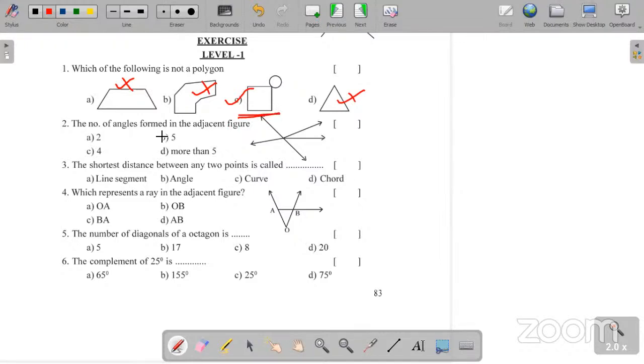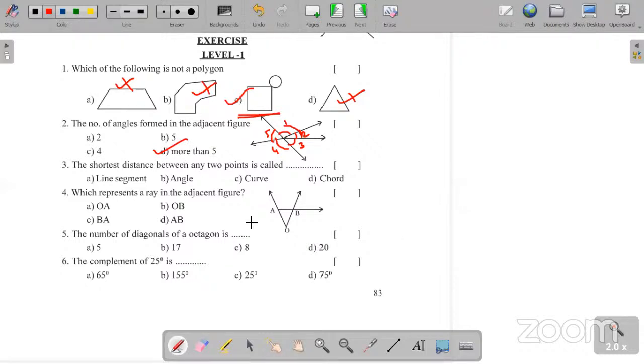So the number of angles formed in the adjacent figure. How many angles are formed here? Tell me. How many angles? 1, 2, 3, 4, 5. And this is also one angle. So that means more than 5. More than 5 angles will be formed. Very good, Nana. More than 5.